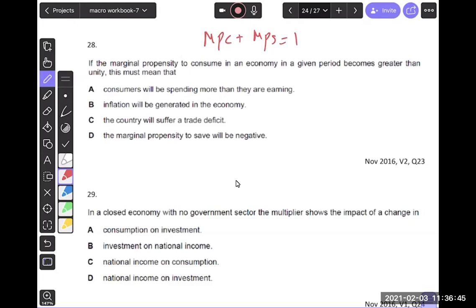If MPC is 1.2, MPS will be what? 1 minus 1.2, which means minus 0.2, so MPS will be negative. If MPC is more than 1, which means you're spending beyond your means, MPS has to be negative. Just like if APC is more than 1, APS will be negative. Make sense, guys? We did this kind of thing in our notes as well, right?